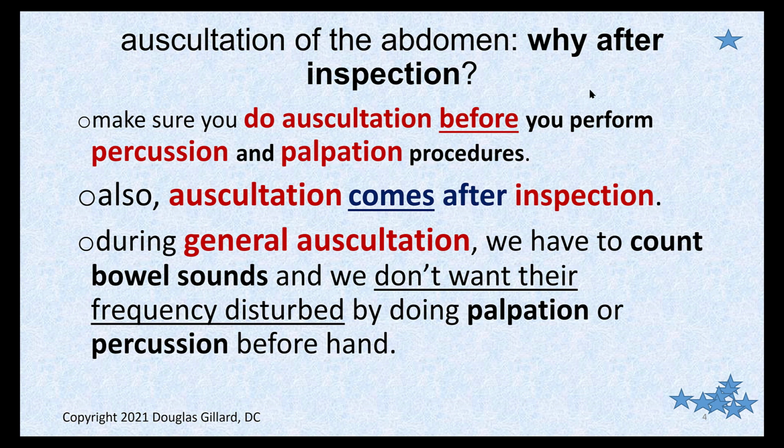Why is it done? People always ask me, how come this is done after inspection? Auscultation is often done last in the thoracic exam. Why do you do it so early on? It's because if you do palpation first and you start poking around in the intestines, you'll mess up the natural peristaltic noises made by the intestines. For general auscultation, that's about all we can know, the frequency of those noises, called clicks and gurgles. We're going to be counting clicks and gurgles.